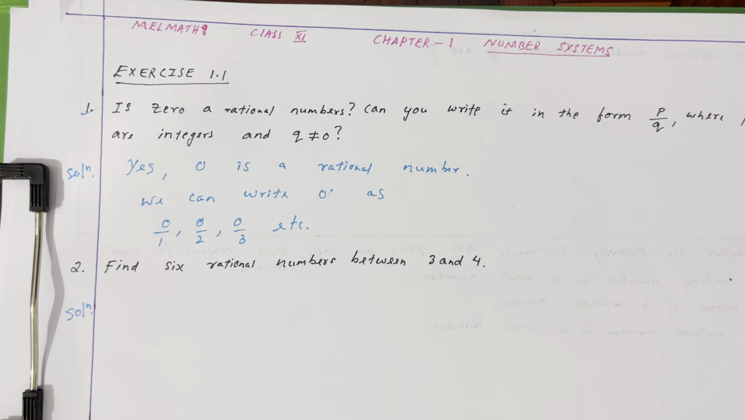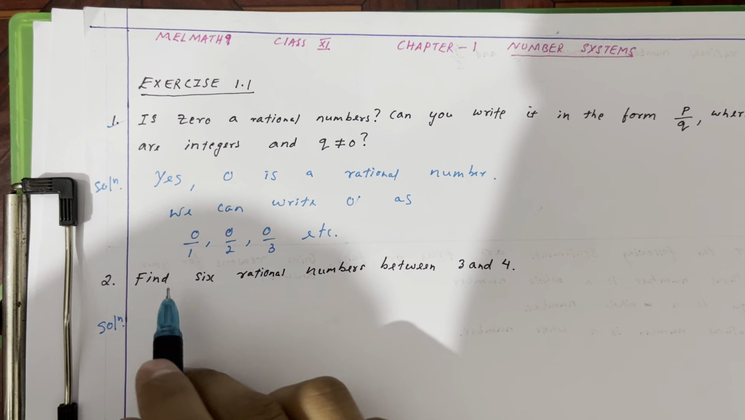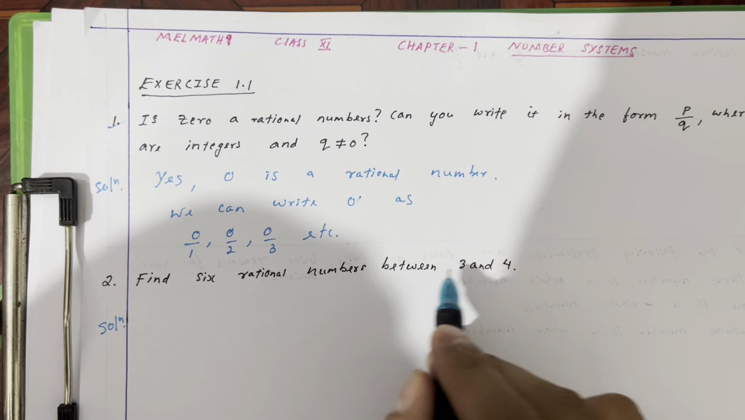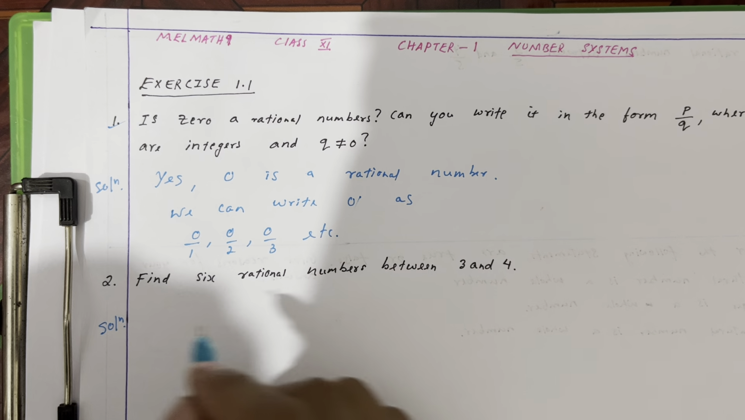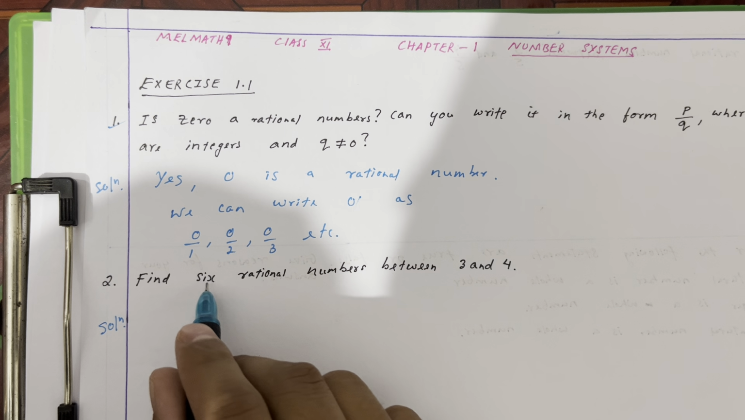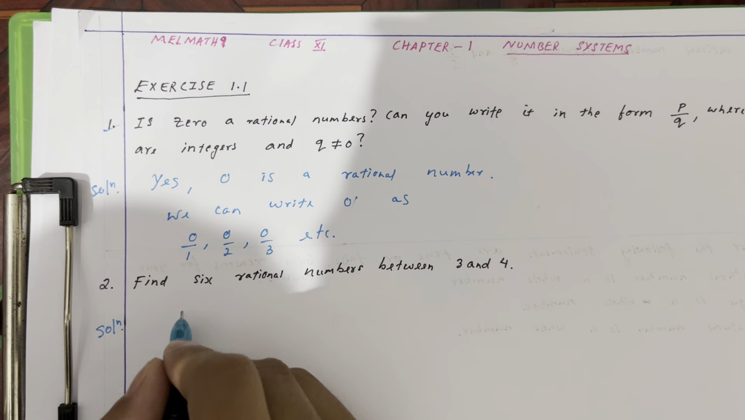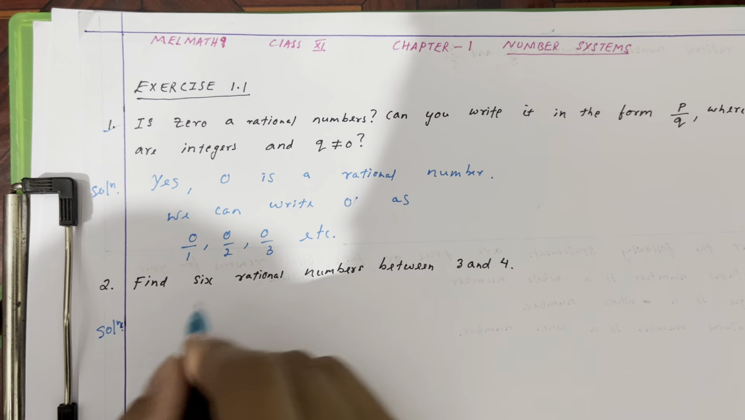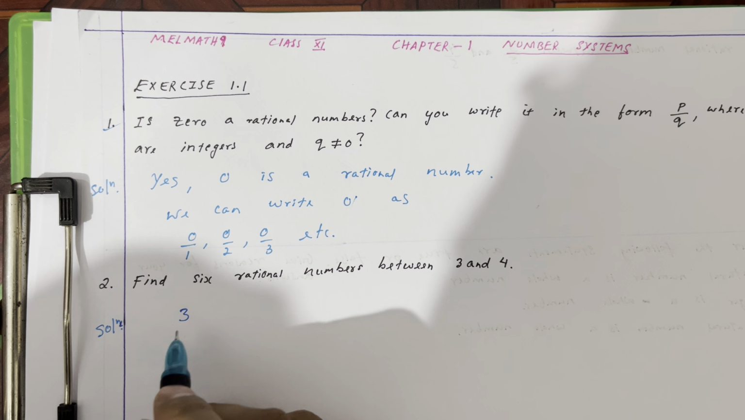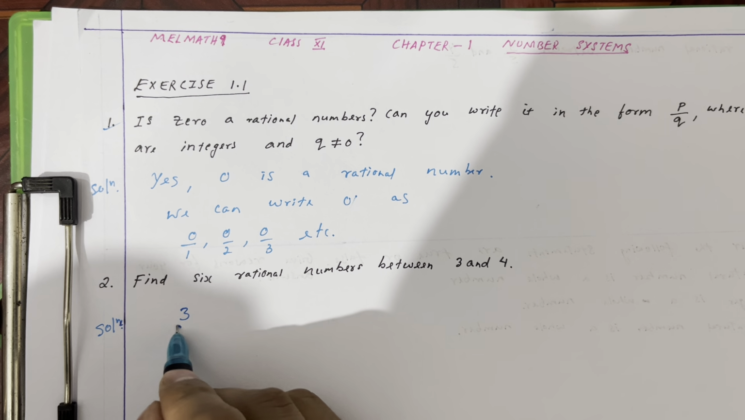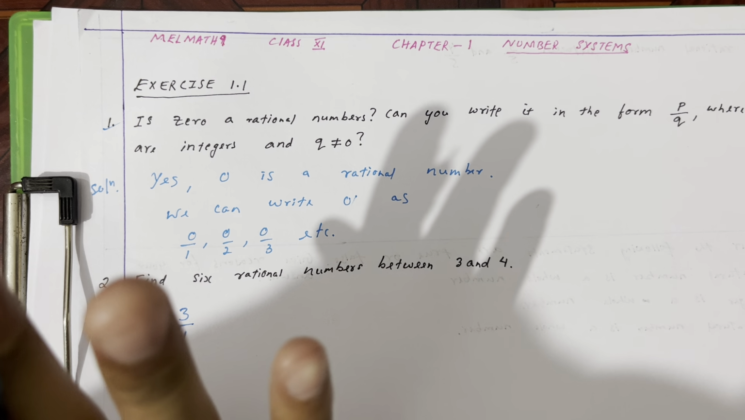Okay, let us solve this problem. First we write solution. Find 6 rational numbers between 3 and 4. When the question asks to find 6 rational numbers, after writing solution, you first write 3 here. Now what is down here? Actually, what is the 1? Find 6 rational numbers.